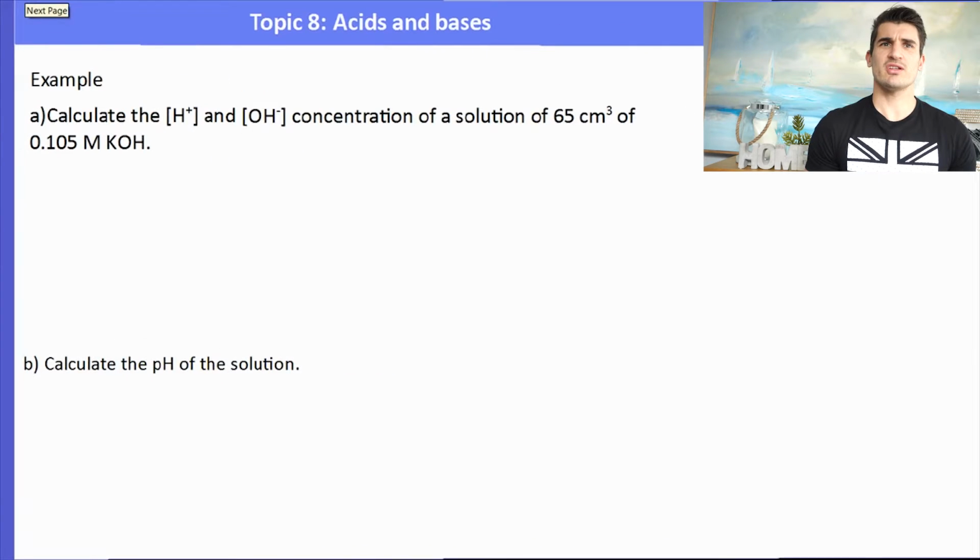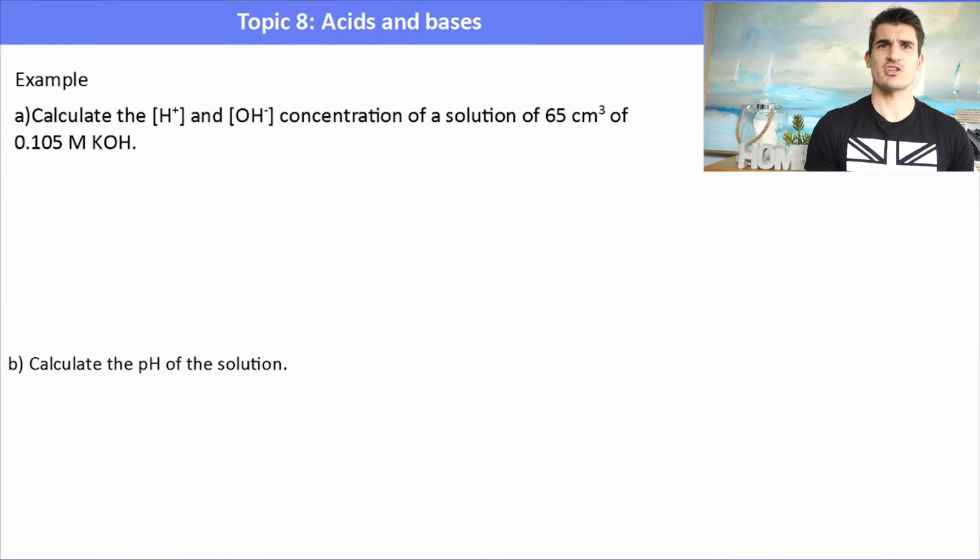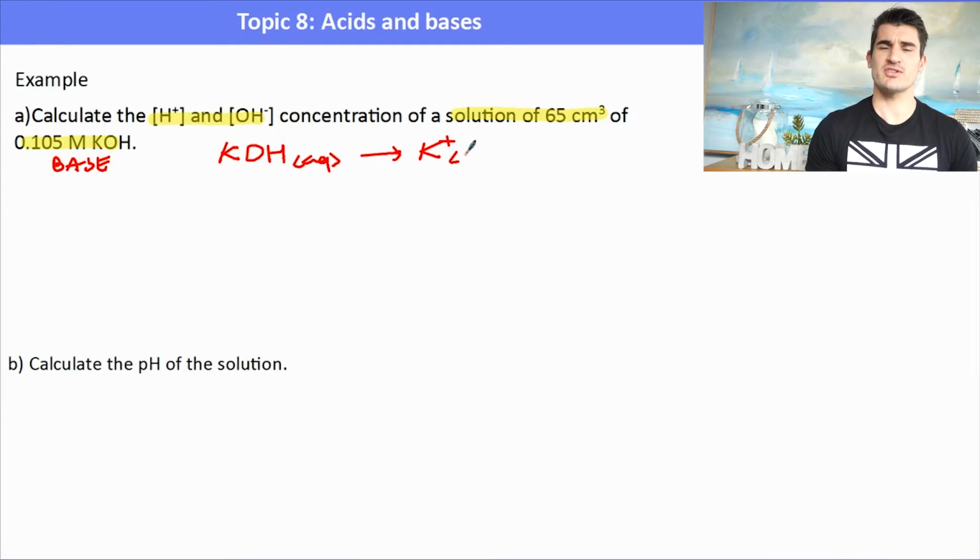Okay, another example. Calculate the H+ and OH- concentration of a solution of 65 centimeters cubed of potassium hydroxide. Now, potassium hydroxide is a base. Bases dissociate in water. So we have our KOH, which will form potassium ions and hydroxide ions, and that's known as dissociation. For every 1 potassium hydroxide, we form 1 hydroxide ion. So we're going to use the relationship between those two to work out the concentration of OH-.